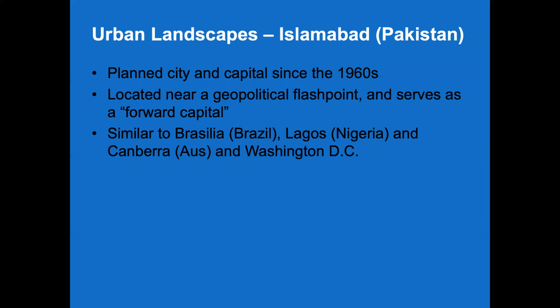Urban landscapes, Islamabad. So this is the capital of Pakistan. So like Brasilia in Brazil, Lagos in Nigeria, Canberra in Australia, and Washington, D.C., this is a planned city, meaning they made a concerted effort to invent a place that they could call the administrative center of that country, primarily in the middle, because most cities that were pretty big in the past were all coastal cities.